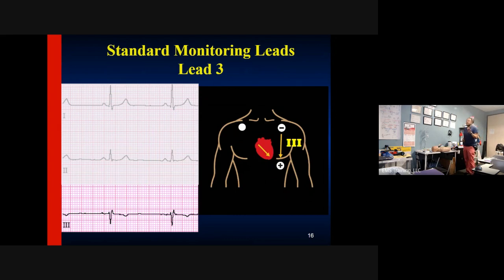Lead 3, in lead 3, the positive electrode is located on the left leg, while the negative electrode is located on the left arm.